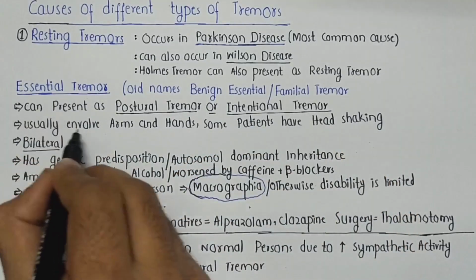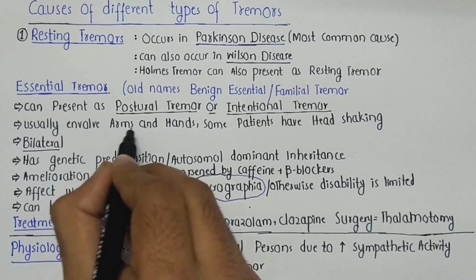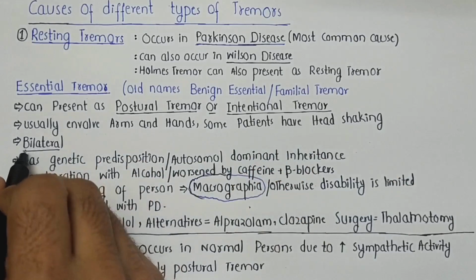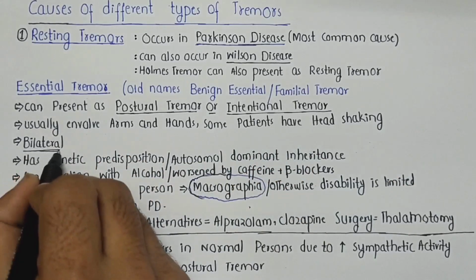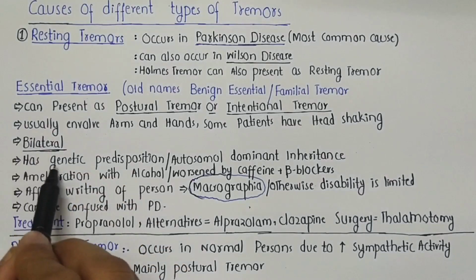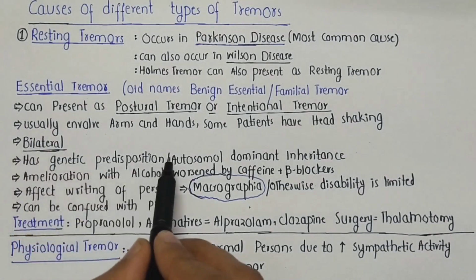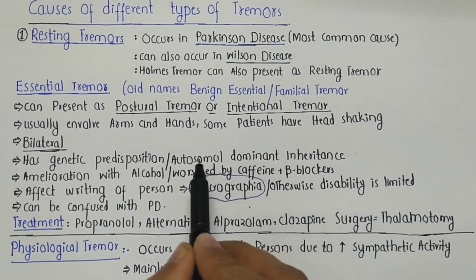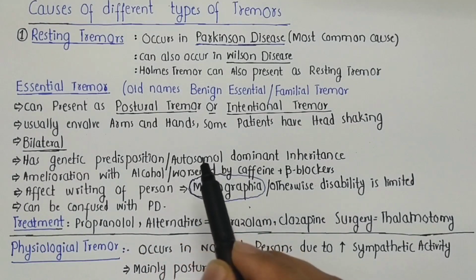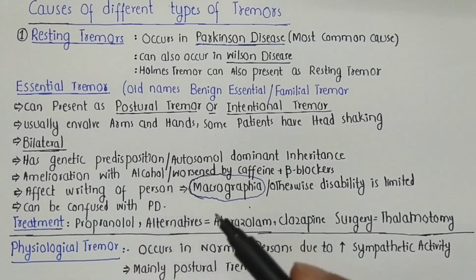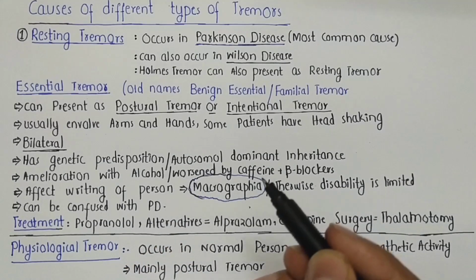Essential tremors usually involve arms and hands. Some patients have head shaking, and they are always bilateral. Essential tremor has genetic predisposition, and it is inherited in an autosomal dominant fashion. So if the father is affected, there is a 50% chance that the son will be affected.